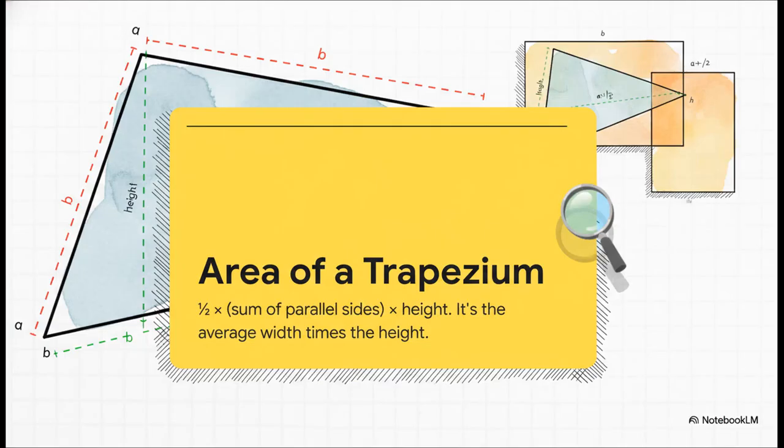The area of a trapezium can look a little tricky at first, but there's a really intuitive way to think about it. You just add the lengths of the 2 parallel sides together, divide by 2 to find their average length, and then you multiply that by the height. It's actually a pretty logical formula when you break it down.